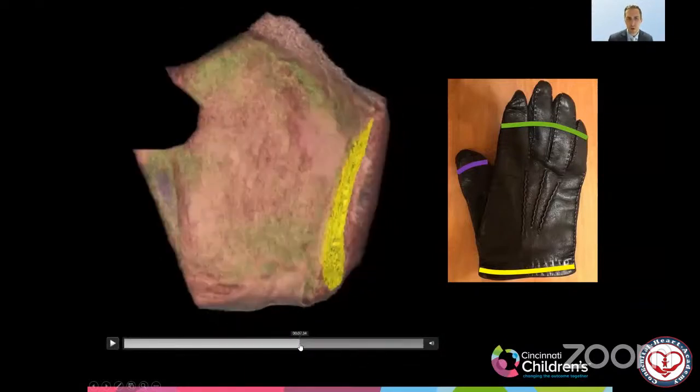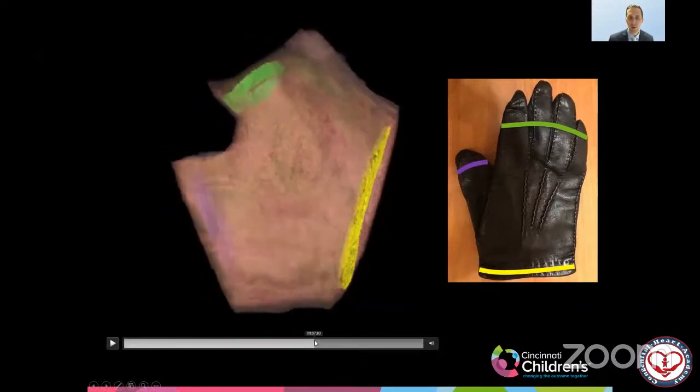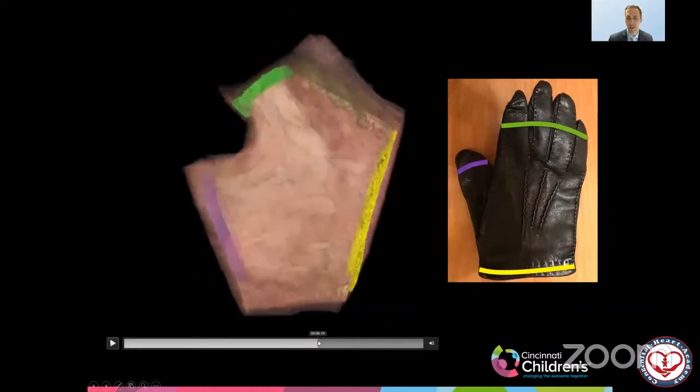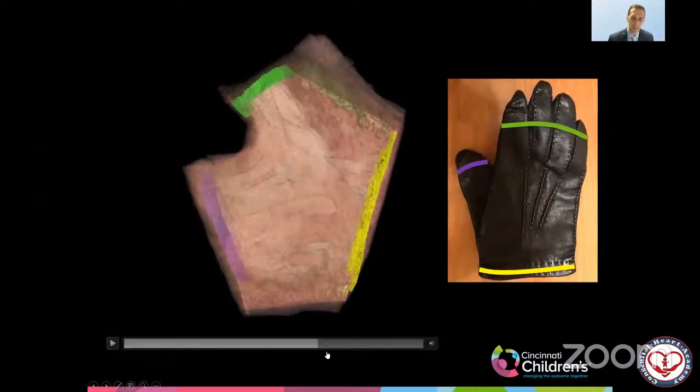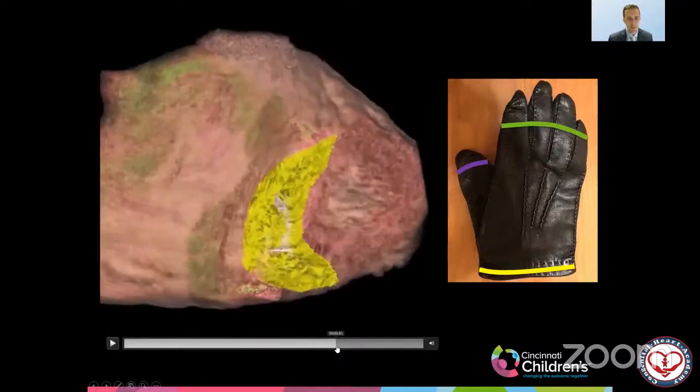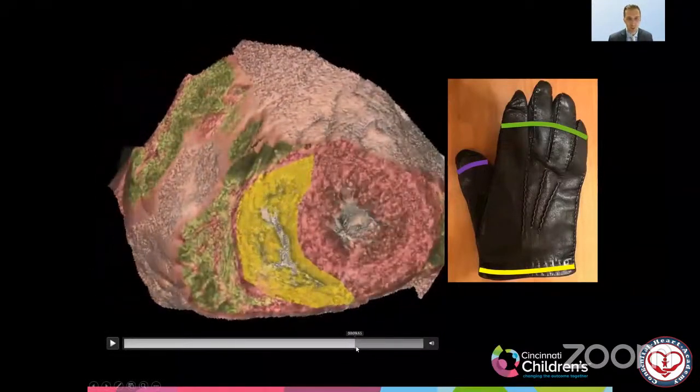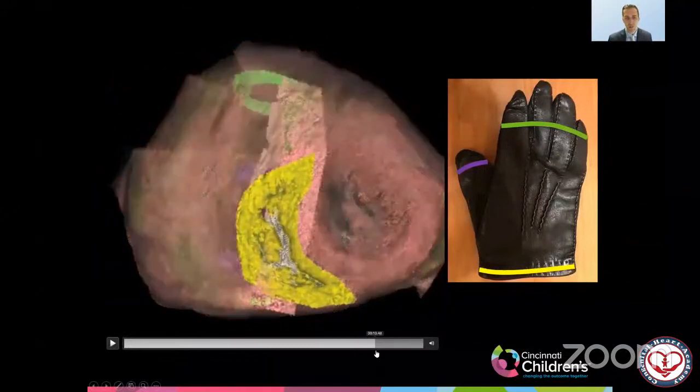And then if we put the free wall back on and then make the free wall translucent so we can better understand this three-dimensional structure analogous to a glove, we want to be able to fit our hand into the glove, into the apex, and then put our fingers out the outflow and our thumb out the inlet. And no matter how we rotate this heart, the only way that we can do this in this normal heart is with our right hand.